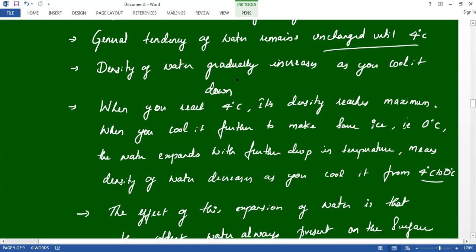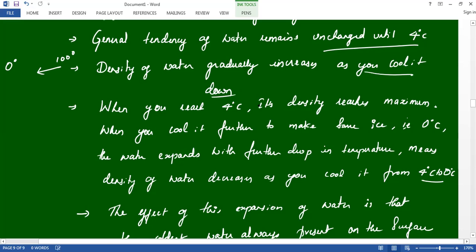The density of water gradually increases as you cool it down. Here, for example, let us take 100 degrees Celsius as the water temperature. As you cool it down, the density of water gradually increases. This is the first point.